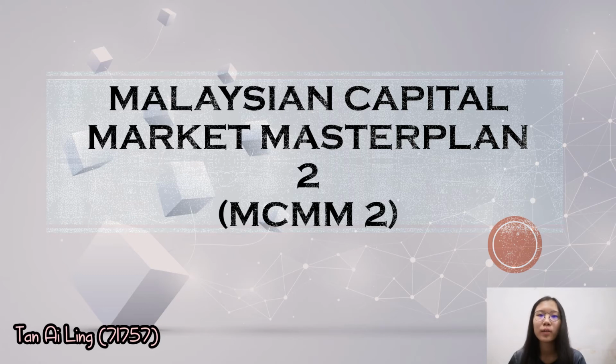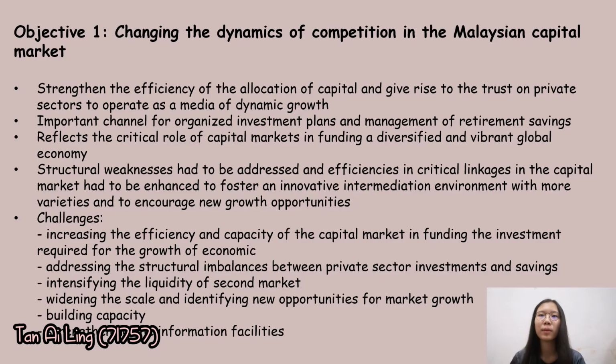Malaysian Capital Market Master Plan 2. The first objective is changing the dynamic of competition in the Malaysian capital market. First, strengthen the efficiency of the allocation of capital and give rise to trusted private sectors to operate as a medium of dynamic growth.